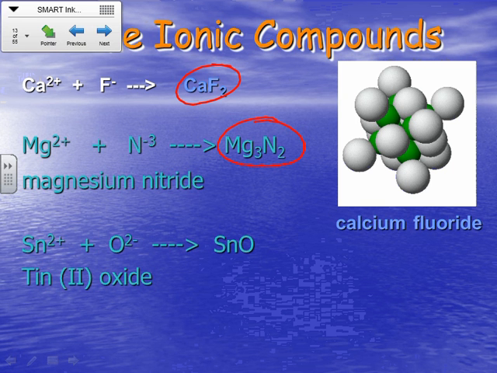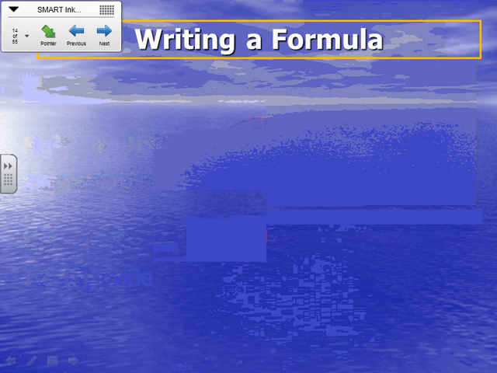Okay, so the question is, where do these formulas come from? How do we know that this is CaF2? That when I put calcium and fluorine together, it forms 1 calcium and 2 fluorines. How do I know that? How do I know that it takes 3 magnesiums and 2 nitrogens to form magnesium nitride? Okay, so here's how you do this.